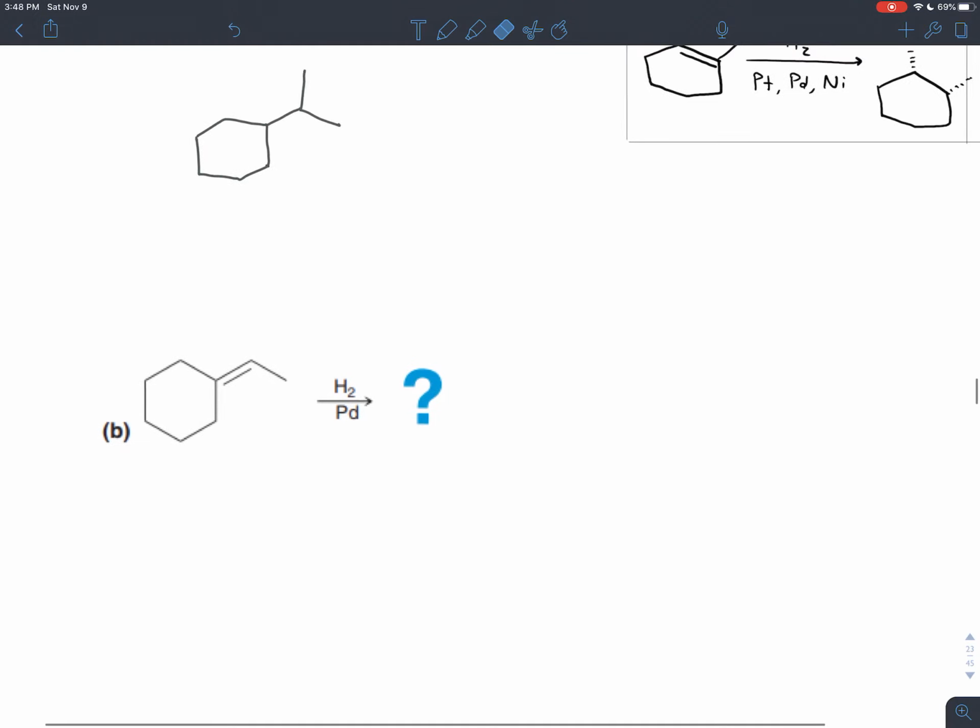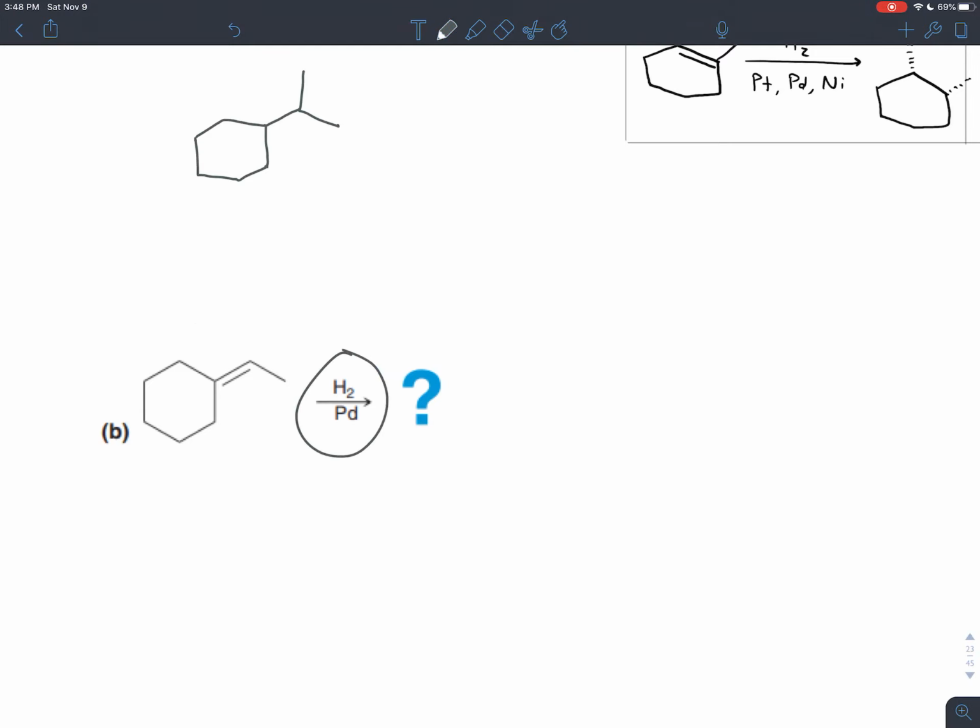Okay, let's try another one. So we see an alkene. We know that we're going to do an addition reaction. What are we adding? You look at the recipe. We have hydrogen gas, flammable hydrogen gas, and palladium.